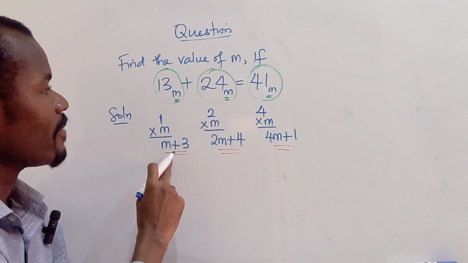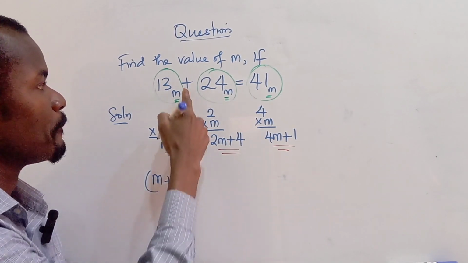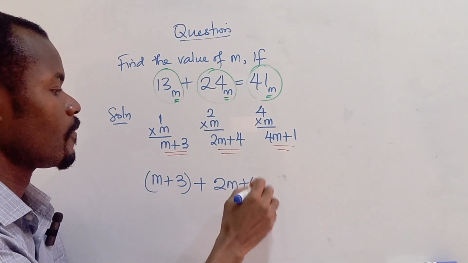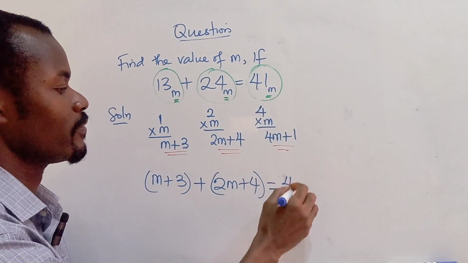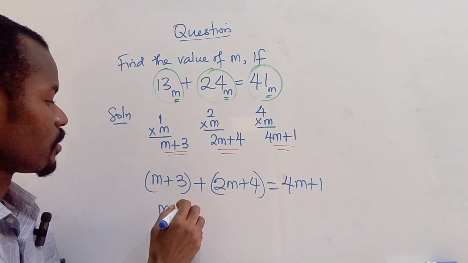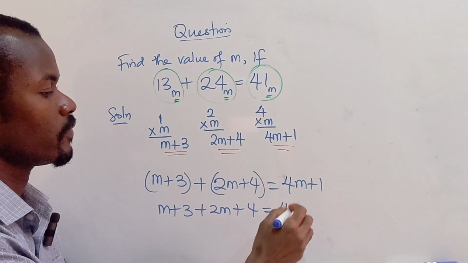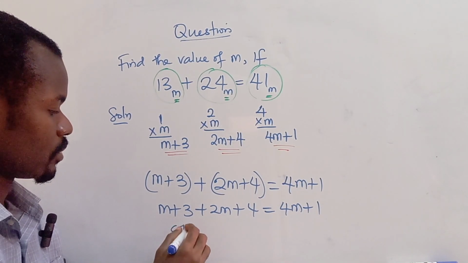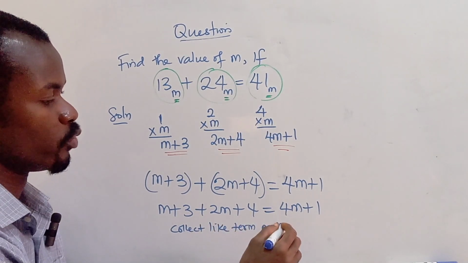All right. So I'll replace this with n plus 3, plus this becomes 2n plus 4, is equal to, we replace this with 4n plus 1. Alright, so let's open the brackets. I have n plus 3 plus 2n plus 4 is equal to 4n plus 1. Now let's collect like terms, or we say we regroup.